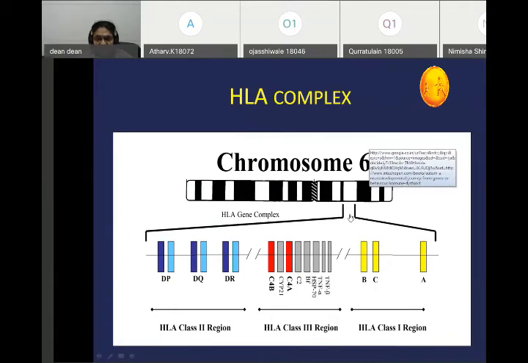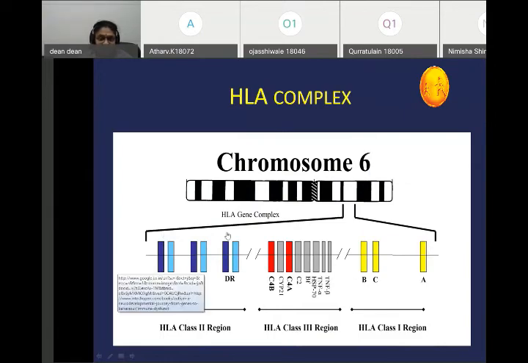It consists of clusters of genes. The class 1 region includes HLA B and A, B, C. Class 2 includes DP, DQ and DR. And class 3 includes complement components and tumor necrosis factor.